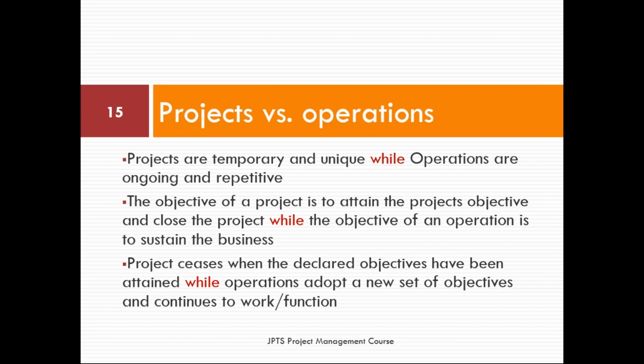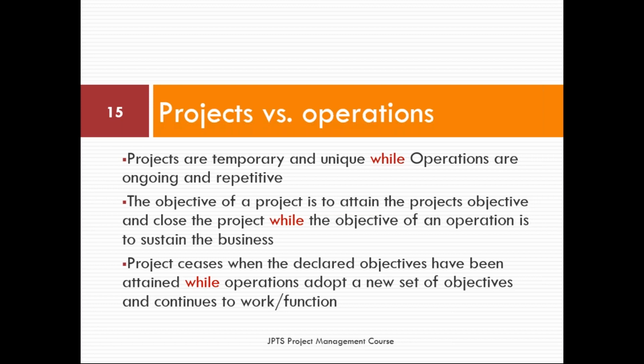And number three, a project ceases when the declared objectives have been attained, while operations adopt a new set of objectives and continue to work or function. It's just like a sequel to the number 2 point that I just gave. Just like we said, once the declared objective for a project is attained, that's it. But for operation, they will give you a new set. If you're a marketer in a bank, for example, and they said, okay, 60 million naira for 3 months. Trust me, when you achieve that 60 million naira in 3 months and you come back to your marketing manager, whoever is in charge, that I've been able to achieve my objective, they will hail you, they will give you your own percentage and the rest of them. Trust me, the next 6 months, they're increasing your target from 60 million to 100 million. Achieve the 100 million naira, they also increase it. Why? It is continuous. They will create new objectives.